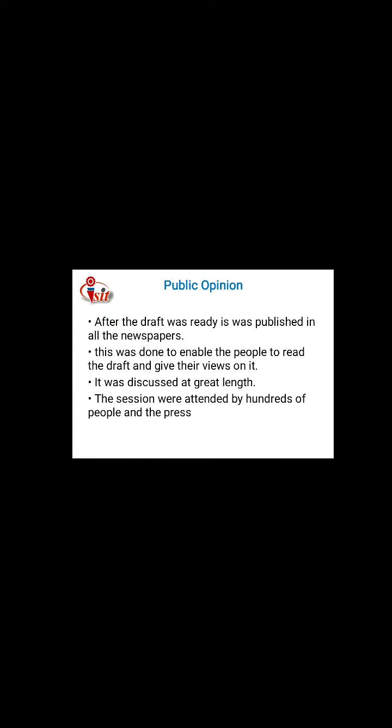Next one, what were the public opinions? After the draft was ready, it was published in all the newspapers, and this was done to enable the people to read the draft and give their views on it. So it was discussed at great length, and the sessions were attended by hundreds of people and the press.